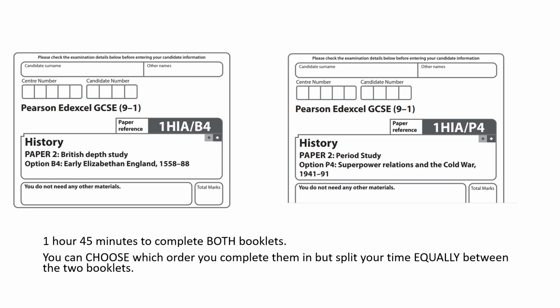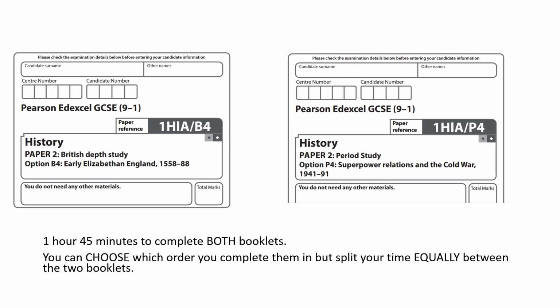Hello Year 11, just some last minute advice for your Paper 2 exam tomorrow. So tomorrow you are going to be sitting Paper 2, which consists of two topics. That's the early Elizabethan England topic and superpower relations and Cold War. You will have 1 hour and 45 minutes to complete both topics.